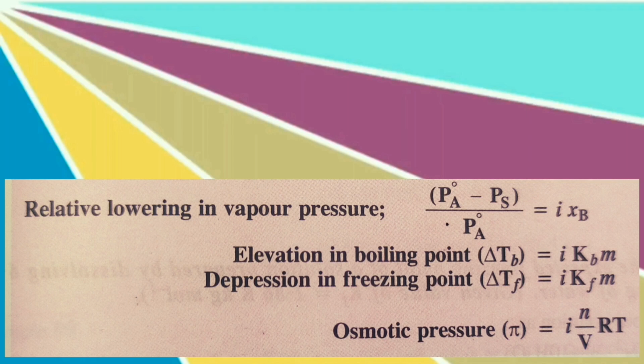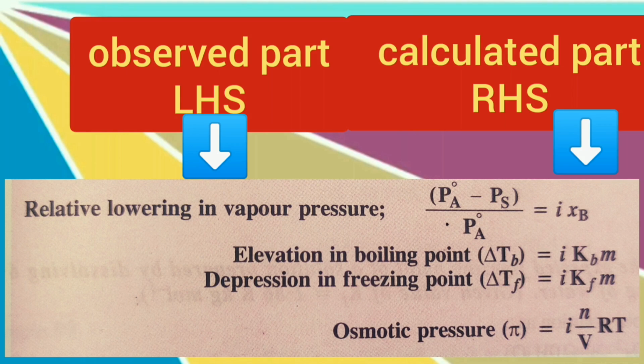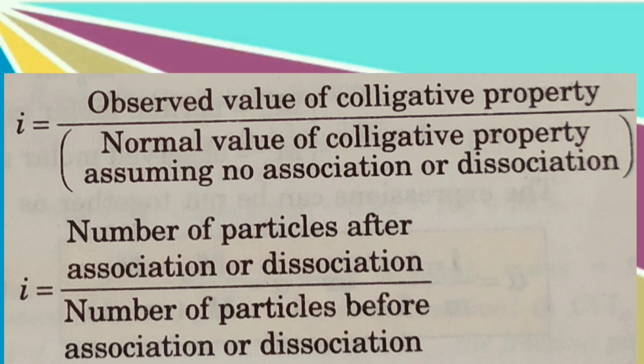We know we have two types of colligative properties. One side of the colligative property is observable. Another side of the colligative property is calculated. So the ratio of observed colligative property divided by normal colligative property is called Van 't Hoff factor.